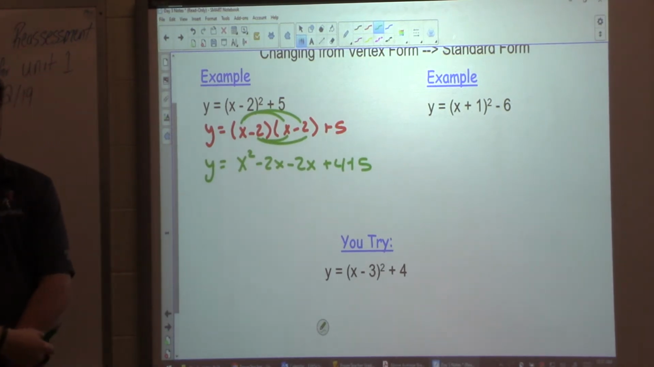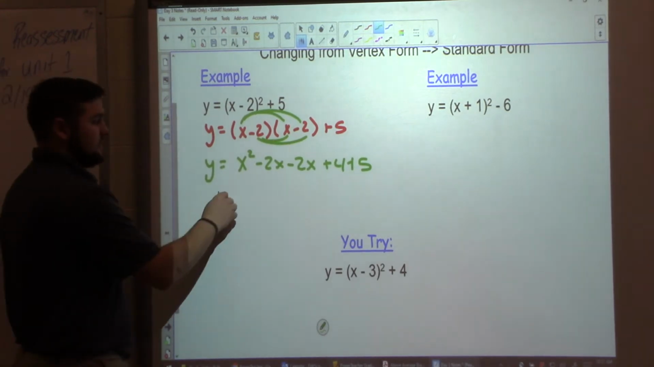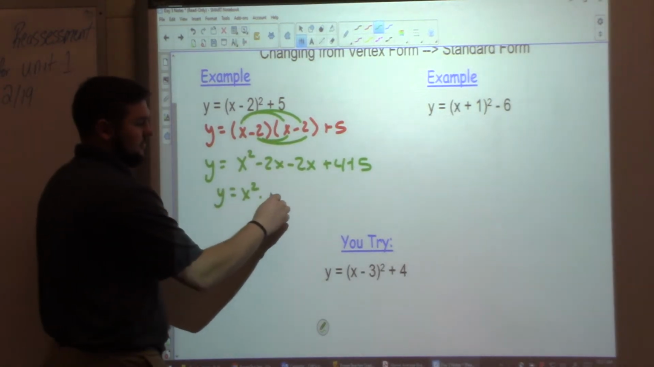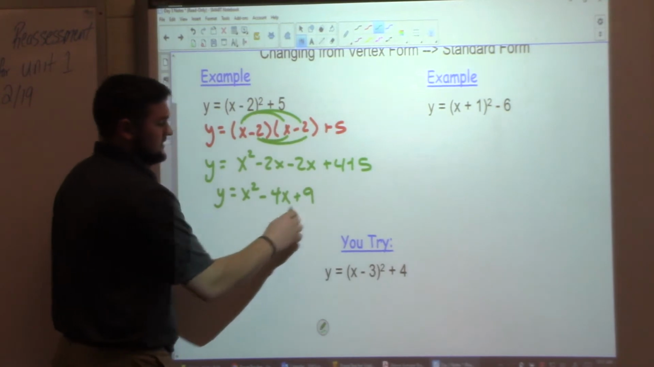Well, after we FOIL, we normally do what? Combine like terms. Very good. y equals x squared minus 4x plus 9.